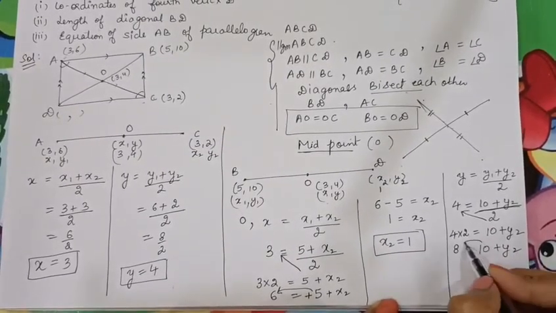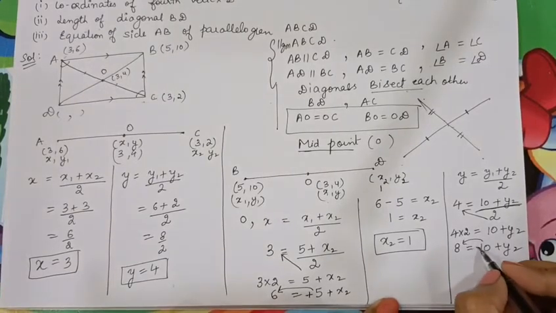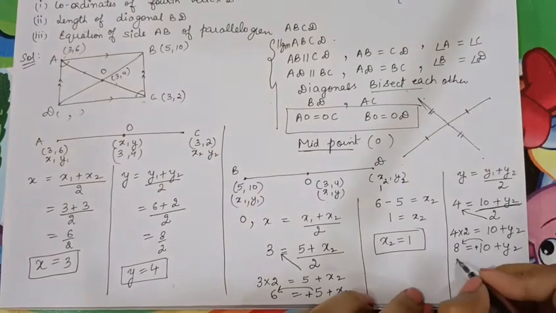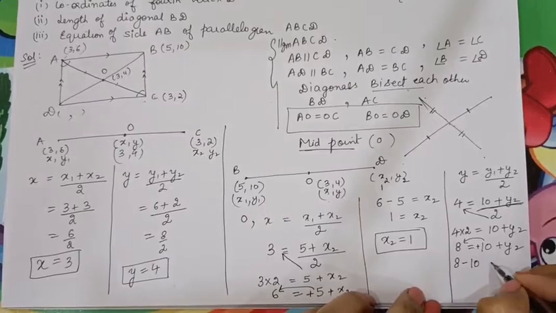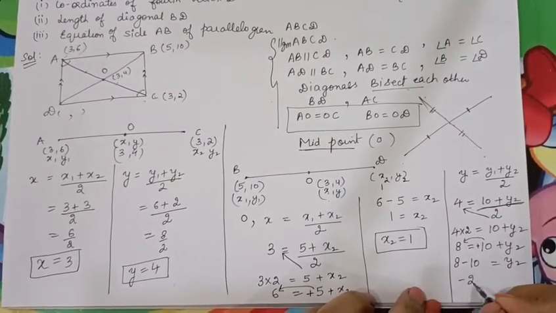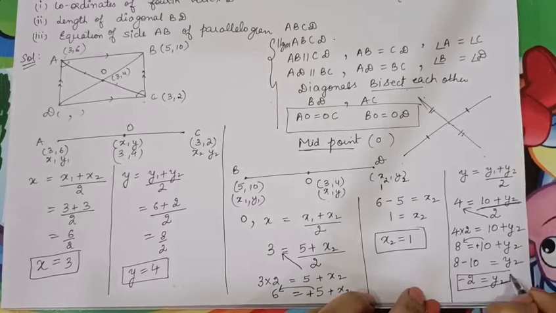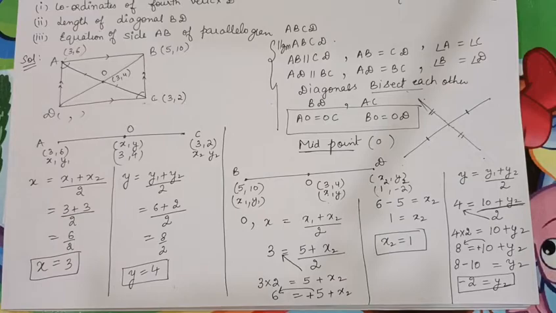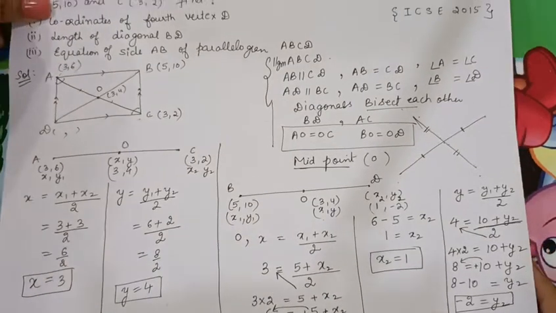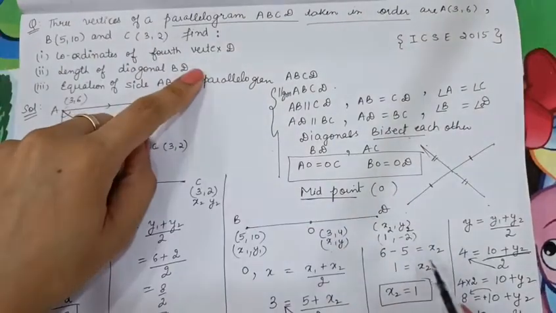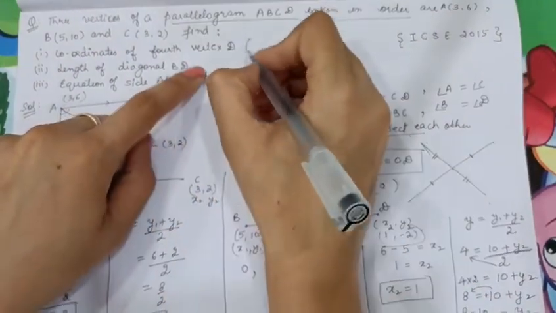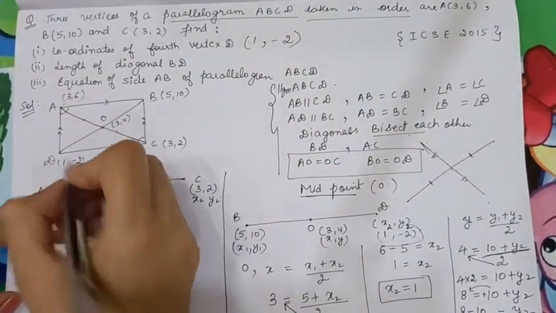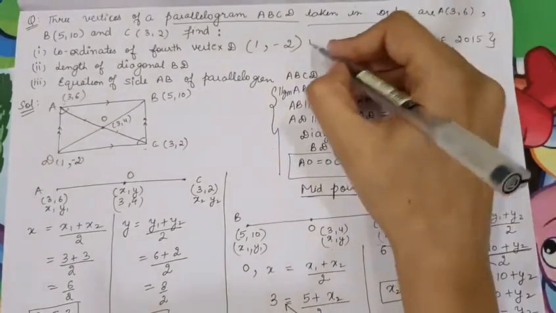Y2 we have to find, which means this 10 we have to shift to the other side. This 10 is getting added here and it is positive 10; when we shift it to the other side, it will change to minus 10. So 8 minus 10 is minus 2. So the Y coordinate's value we have found is minus 2. In this question, the first part was to find the coordinates of the fourth vertex D. So we have found the coordinates of the fourth vertex D, and the coordinates are (1, minus 2). So here also I can write now, (1, minus 2). So the first part is done.